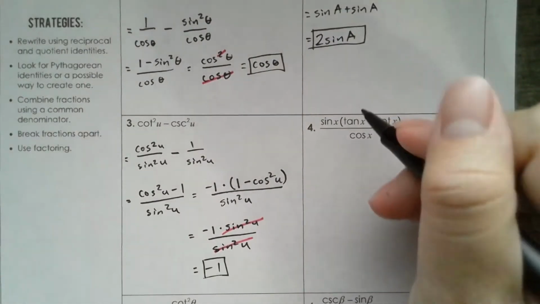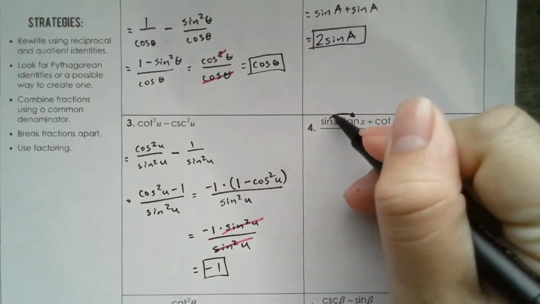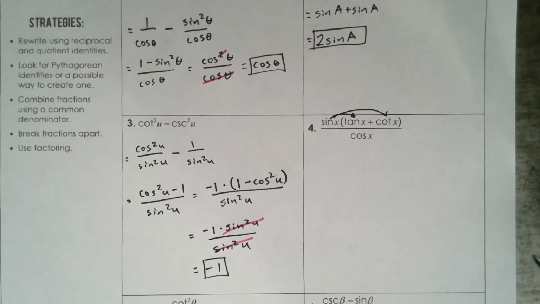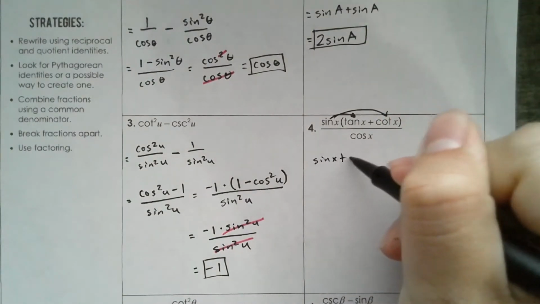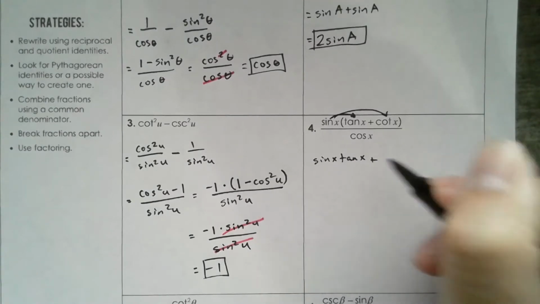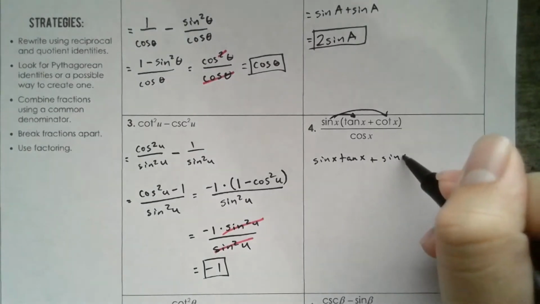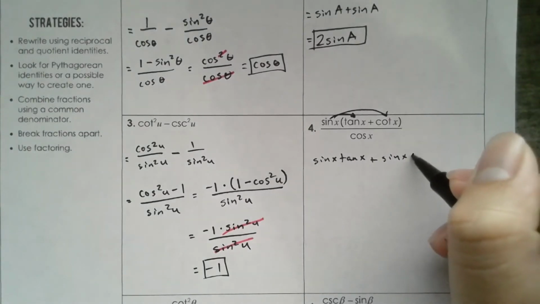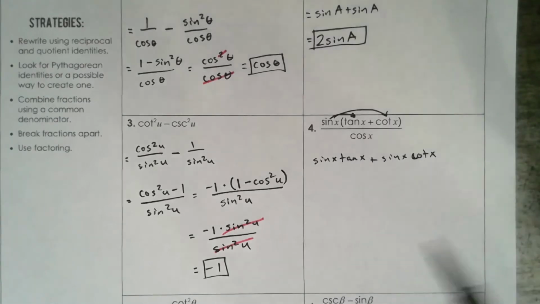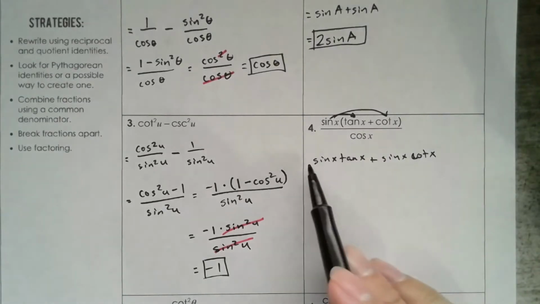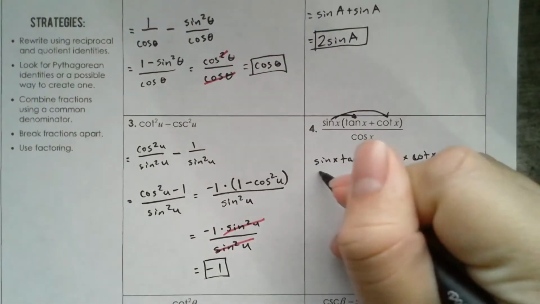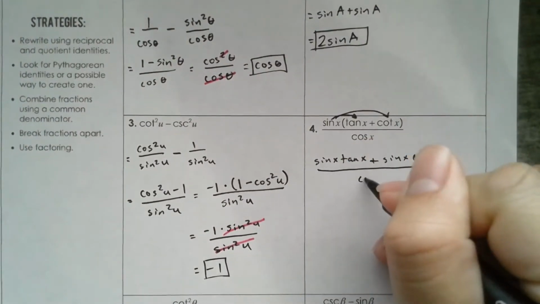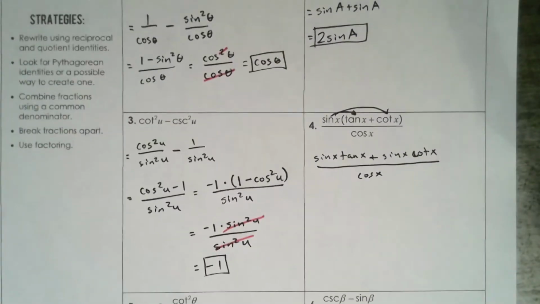What I'll do here is I'll distribute the sine in. This will give me sine x times tangent x plus sine x cotangent x. Again, all I did was I distributed sine x into each one, all over cosine x.